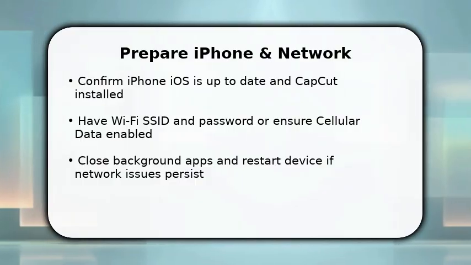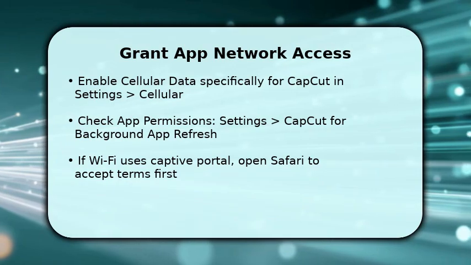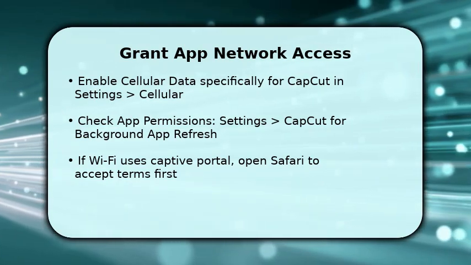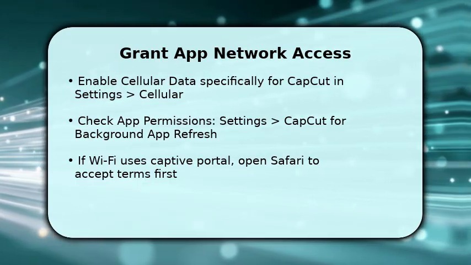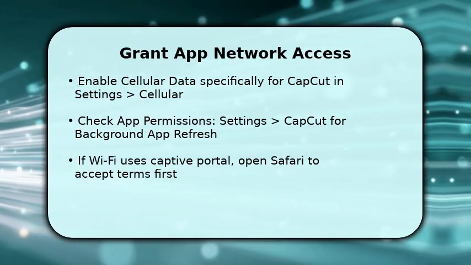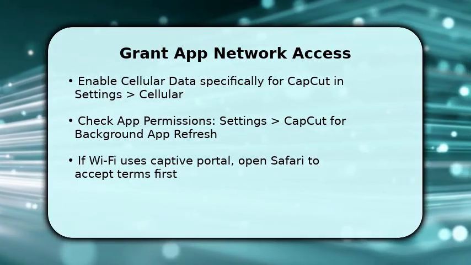This prevents cached errors and ensures CapCut can reach its servers. Now you'll give CapCut explicit permission to use the internet. Go to Settings, scroll to CapCut, and confirm background app refresh is on and cellular data is allowed. This lets uploads and downloads run while the app is backgrounded.